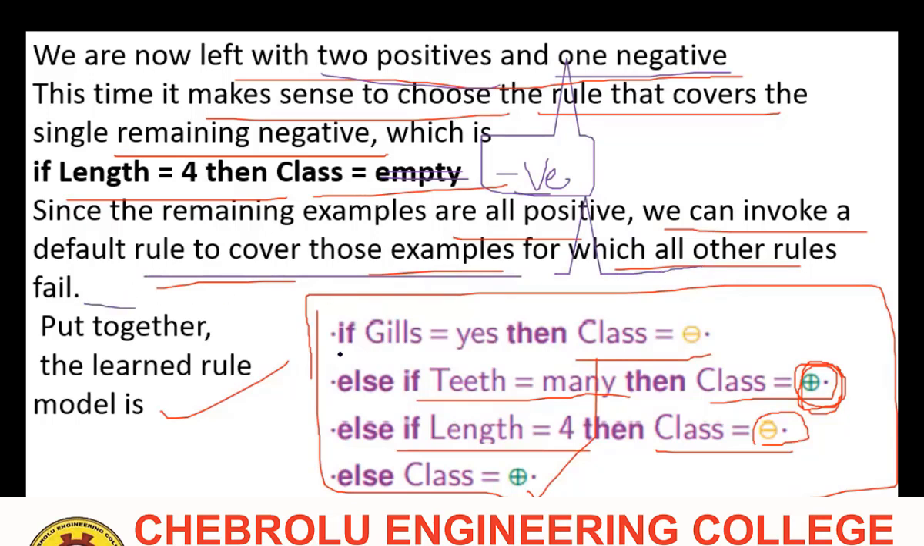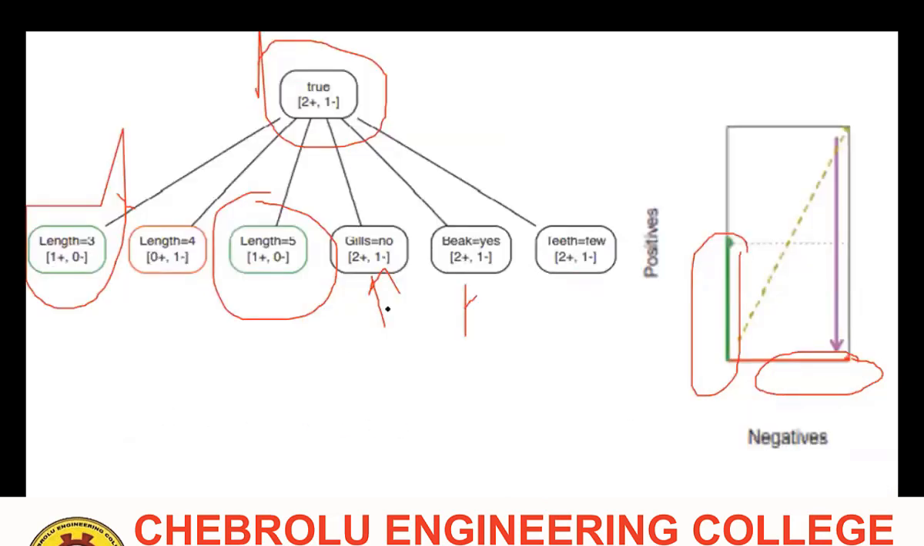If gills is equal to yes, then class is negative. Else, if teeth is equal to many, then class is positive. Else, if length is equal to 4, then we say class is negative. Else, in all cases, the class is positive. Hope you understood, my dear friends. You understand, right?